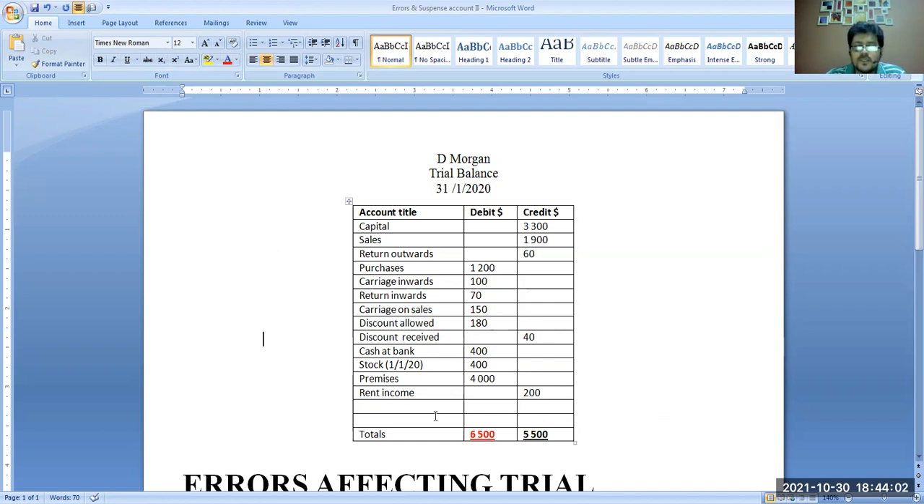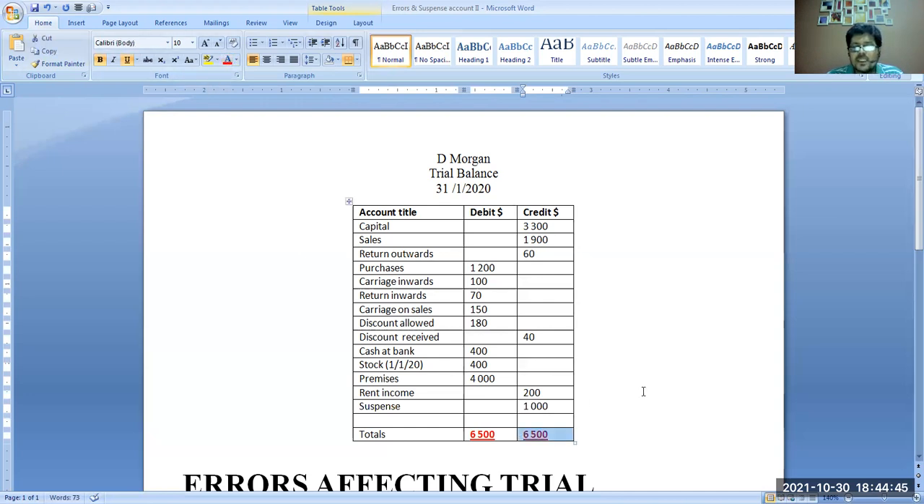So what do we do? On the credit side, it might be possible that a liability is missing, a revenue is missing, a capital amount is missing, purchase discount is missing, discount received is missing. We don't know that. We are missing 1,000, but what we are missing, we don't know. That's why we name it suspense. We'll enter 1,000 as suspense, and this amount will become again 6,500, which is equal to the debit side.